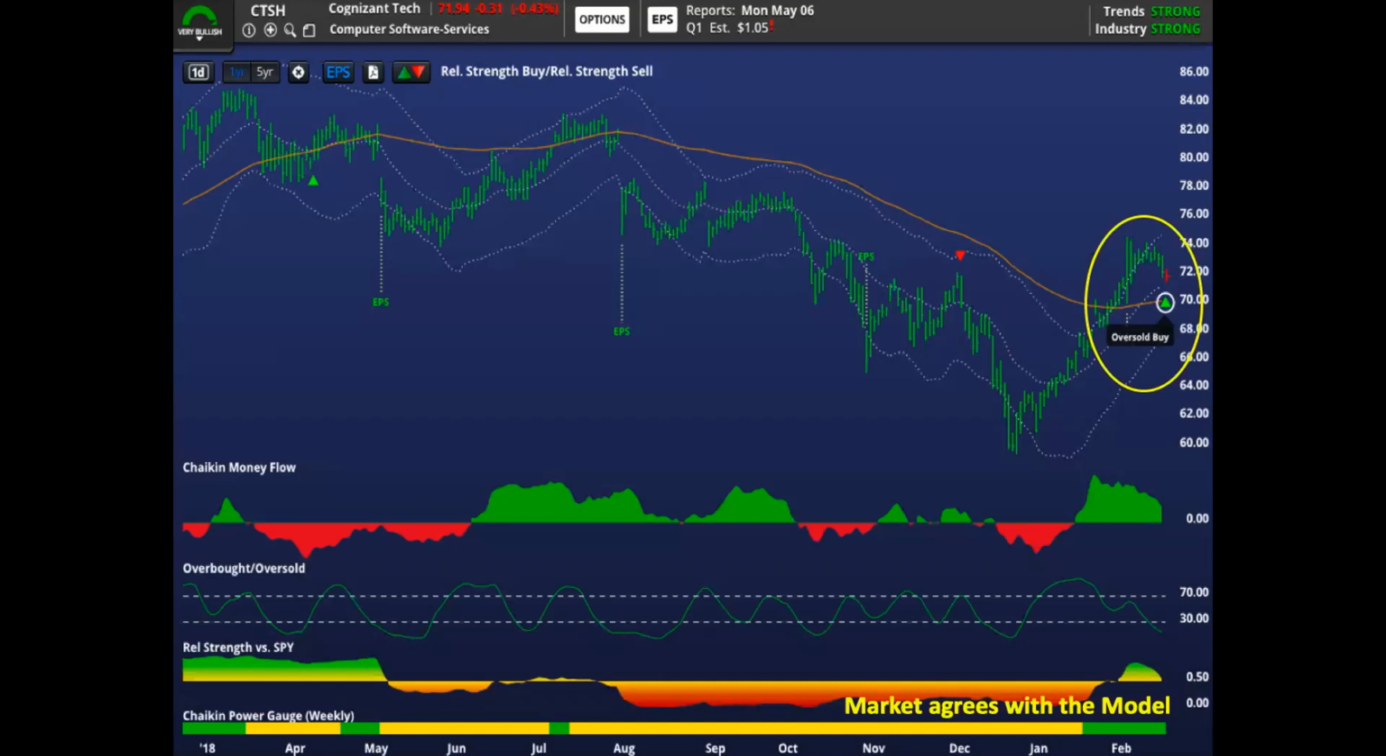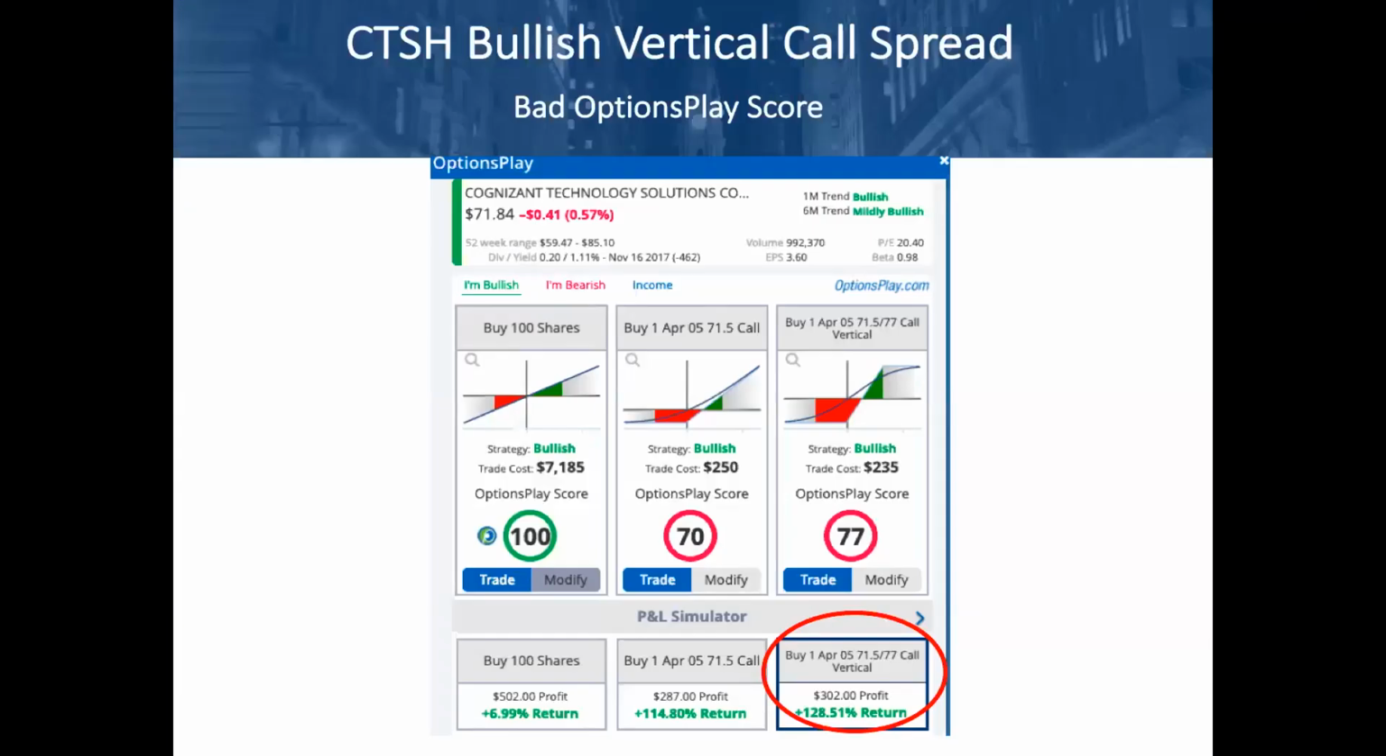So Cognizant Technologies, very fine software company, just recently saw the Power Gauge turn bullish and start outperforming the market. There's your bullish personality change. So it's an oversold buy, and now we go to Options Play to see if there's a good vertical call spread. And in fact, the Options Play rating for the vertical call spread that expires on April 5th is only a 77 circled in red. 128% return potential. Options Play would rather you bought the stock.